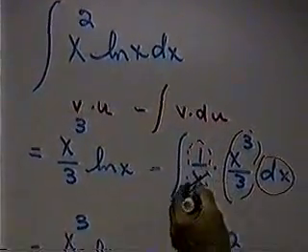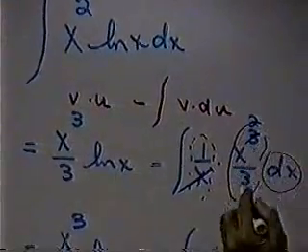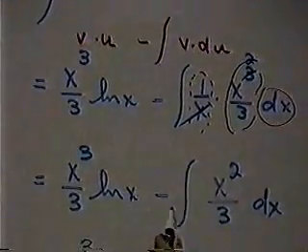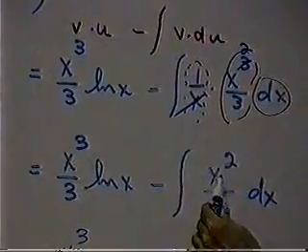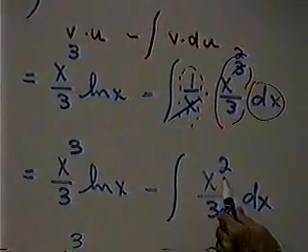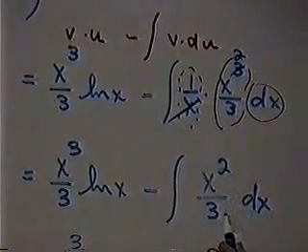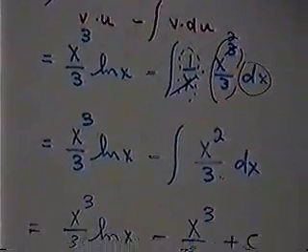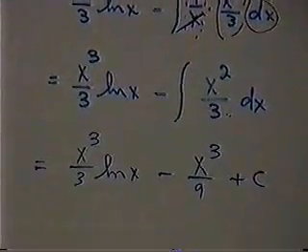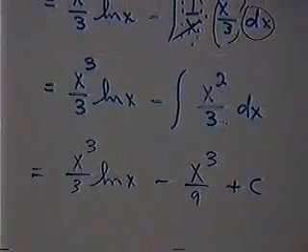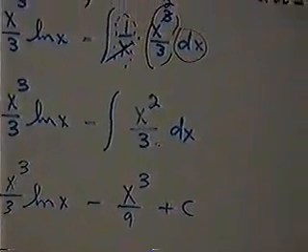So this x will divide out with this and leave this x squared. We now have x cubed over 3 times log of x, minus the integration of x squared over 3 dx. The integration of this is x cubed over 3 times this 3, and so we have the answer. Very simple integration from that step on. Okay, let's look now at the next example.